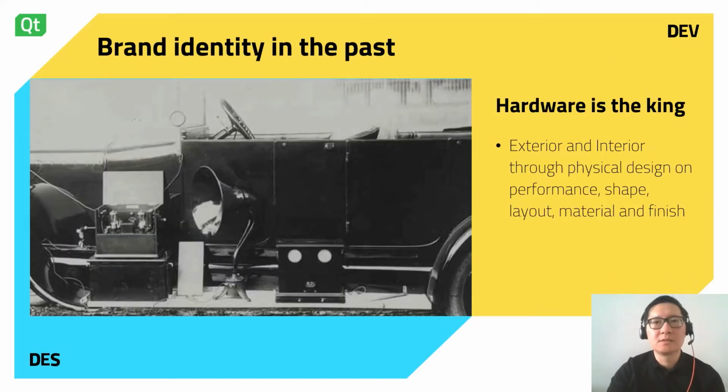In the past, one of the primary ways for OEMs to express its brand is through manufacturing. Basically, the exterior and interior through physical design are what determine the performance, shape, layout, material, and finish. You can see that 100 years ago, OEM was already trying to bring infotainment into the vehicles. Who would have thought 100 years later, infotainment is where the OEMs fight to differentiate?